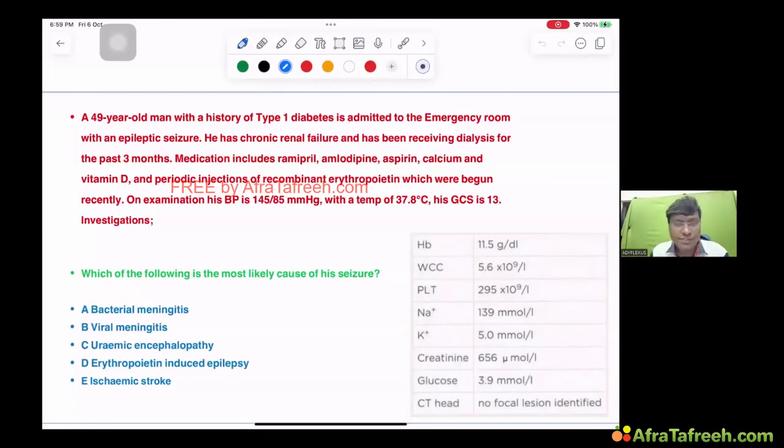So the drug of choice, when the individual is having an epileptic attack in front of you in the emergency department, is lorazepam. Not midazolam, because midazolam will also cause central respiratory depression. So we give lorazepam. Lorazepam would be the ideal drug, right? Okay, so the answer is D. That is erythropoietin-induced epilepsy. Fourth option.